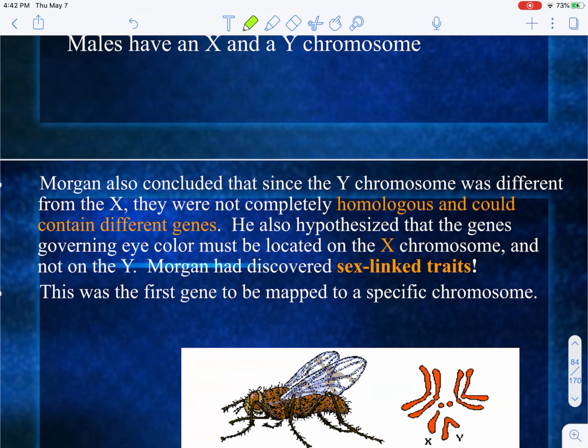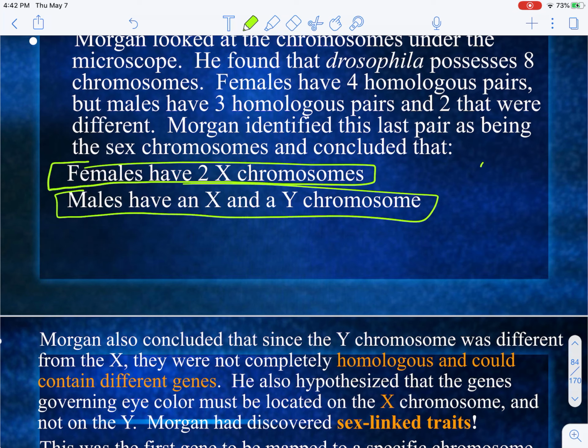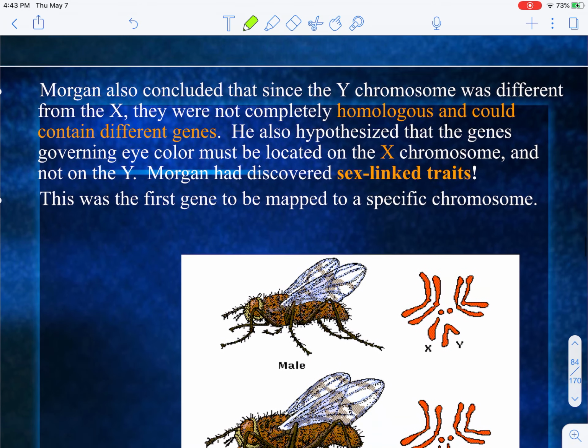So what he realized was that the genes he was studying were on the sex chromosomes, and females had 2 of those, XX, and males had 1 X because they also had a Y. So if it was a gene on the X, then males would only have the 1 copy, whereas females would have 2 copies. This is what we call X-linked traits or sex-linked traits, traits that are on the sex chromosome.